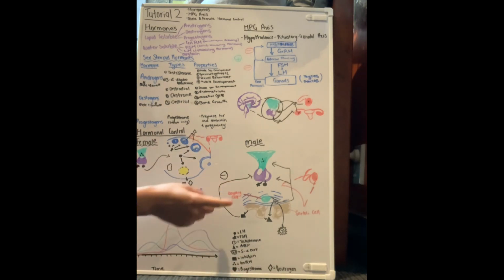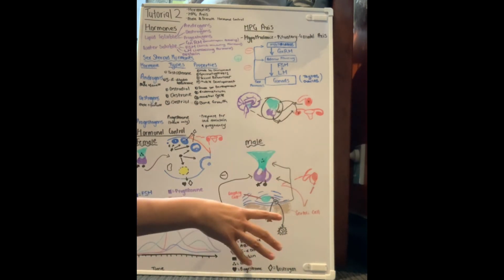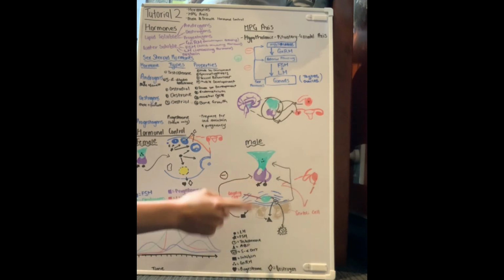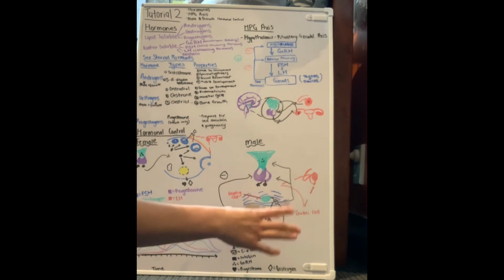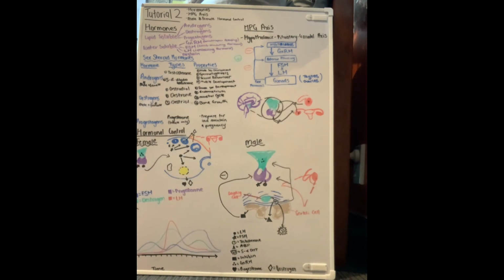Then in the males, it's the same hormones, but they act on different cells. Leydig cells, testosterone. Then Sertoli cells, FSH, and inhibin. Then inhibin and testosterone go back and they do negative feedback. That's the end of this tutorial. In the next one, we'll go over more of the gross anatomy and more on the development of the gametes.